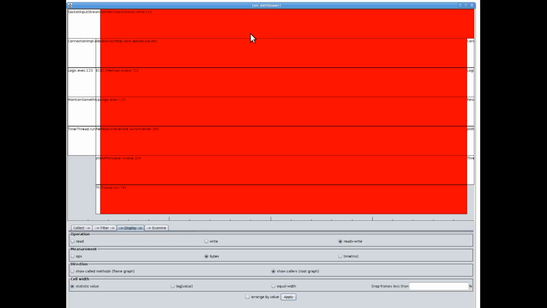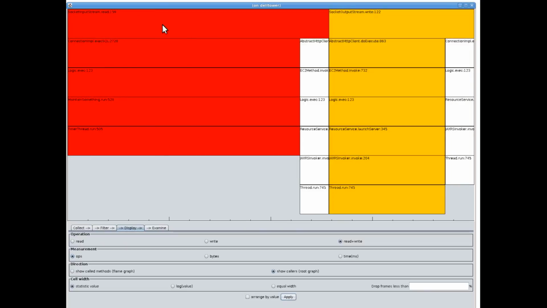I can see that one of the 4 call stacks is responsible for the bulk of the actual size of the I/O operations, but a different call stack was responsible for the majority of the number of operations. So this call stack did a lot of small I/O, and this one did fewer large I/O operations.